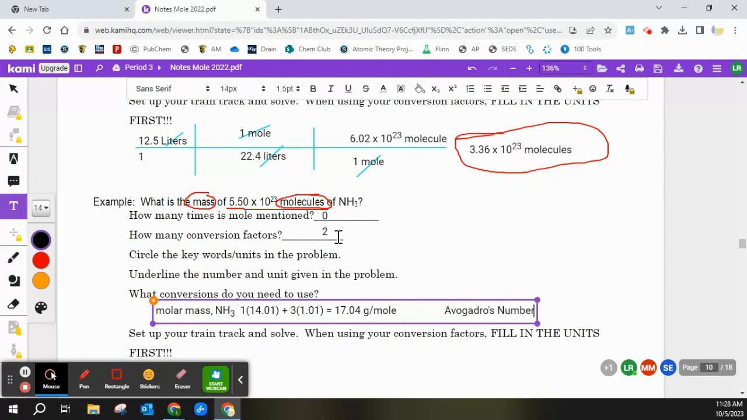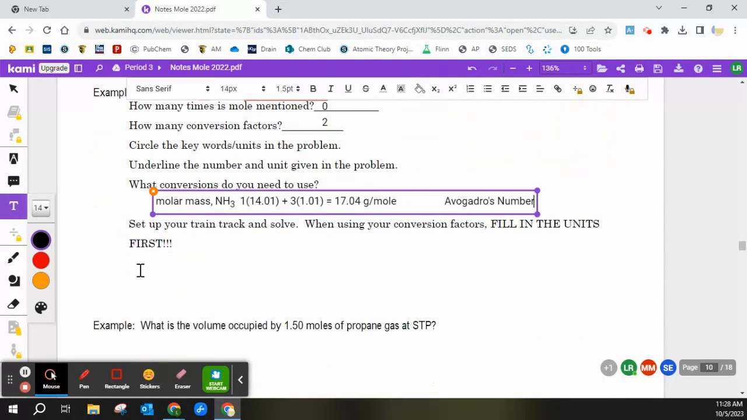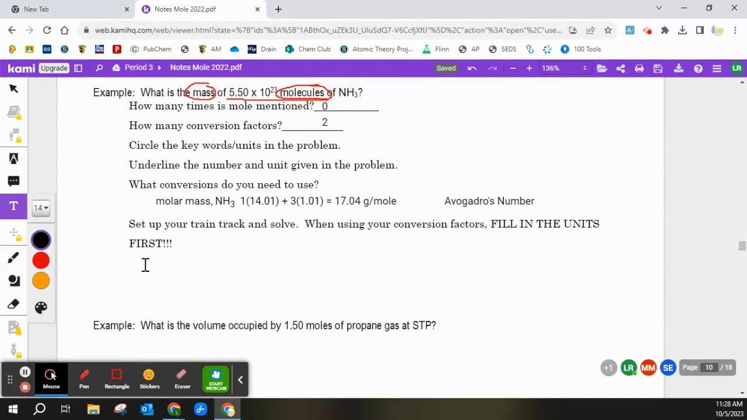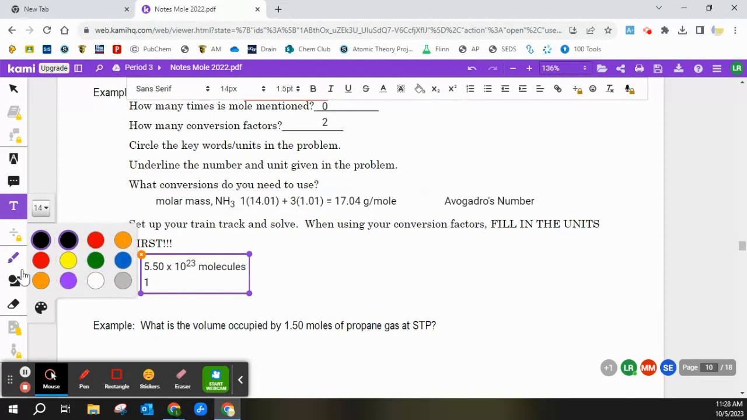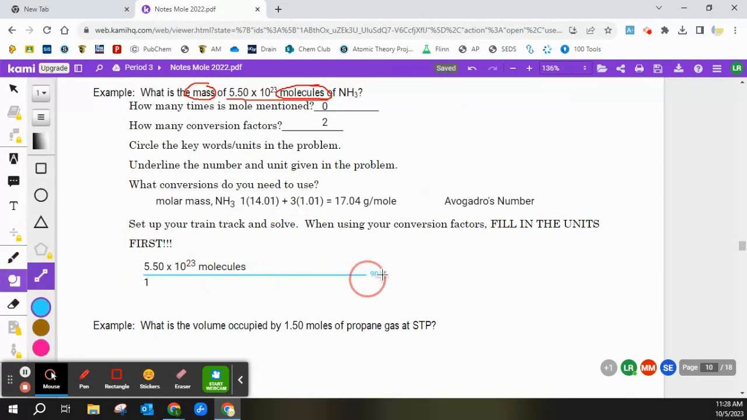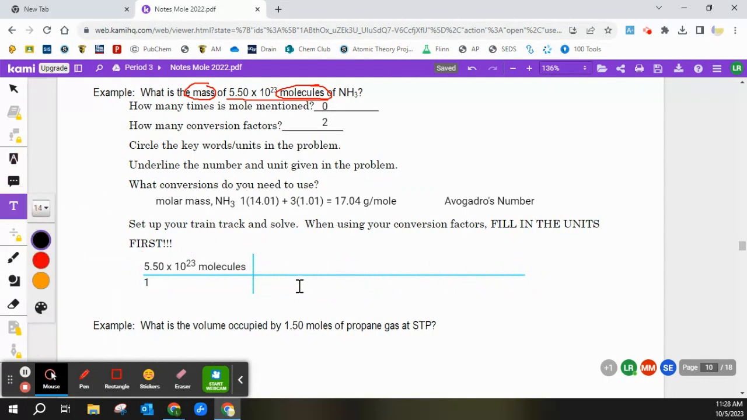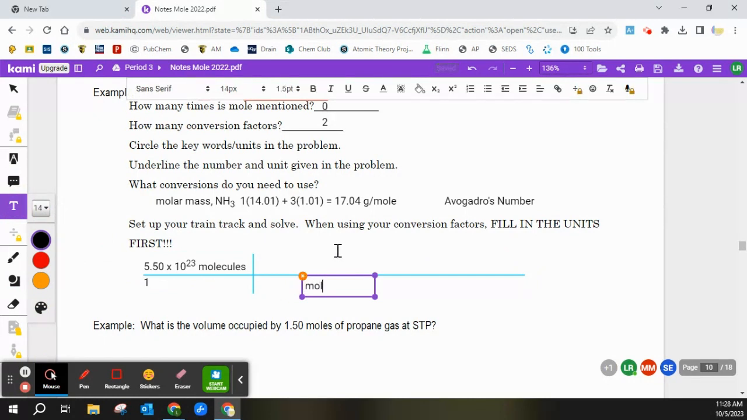All right, now I'm ready to set up my train tracks. So I start with the number and unit given in the problem. So 5.50 times 10 to the 23rd molecules. Put it over 1. Draw my line. And we're going to draw it down. First thing you do, the unit molecule comes down.